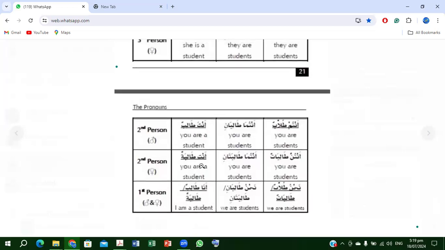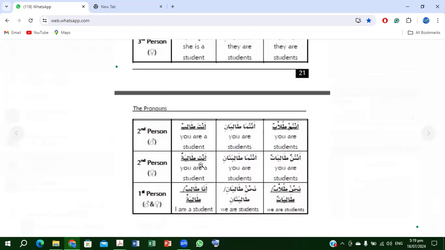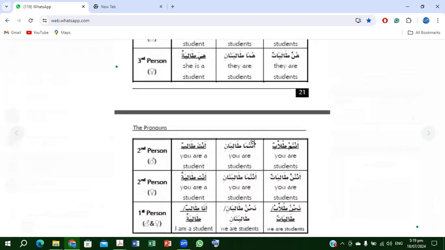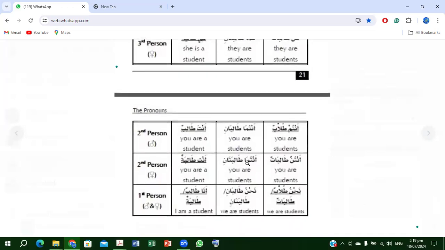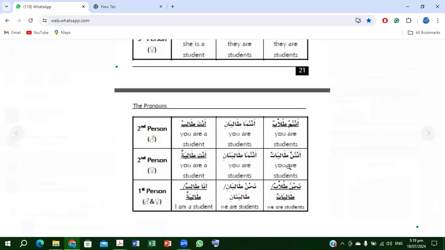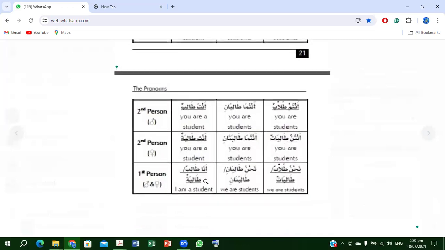Okay, now second person is anta, antuma for dual, antum for plural. Anti, this is with kasra. Anti, antuma, antunna. Again, for second person dual, it is same. Antuma. And antunna for female, second person plural. Okay. And ana means I, even if it is a boy or a girl. Whoever is saying will be saying same. Ana talibun, I am a student for male, and ana talibatun, I am a student for female. Okay, so ana is same for male or female. It means I. And nahnu, even if we are 2 or we are 3 plus, we say nahnu.